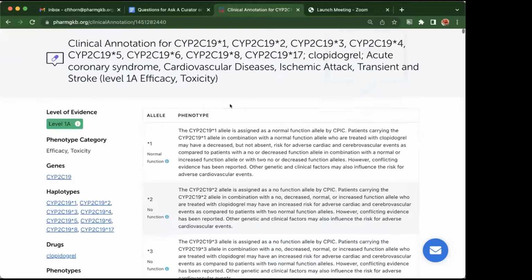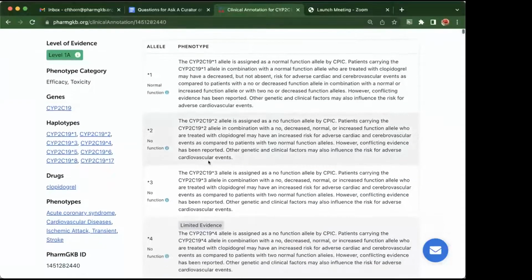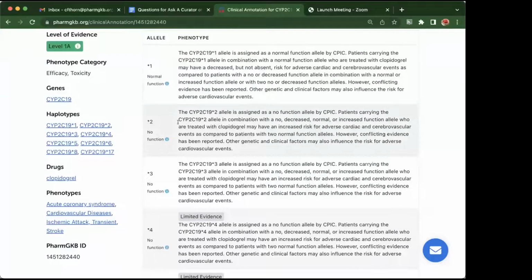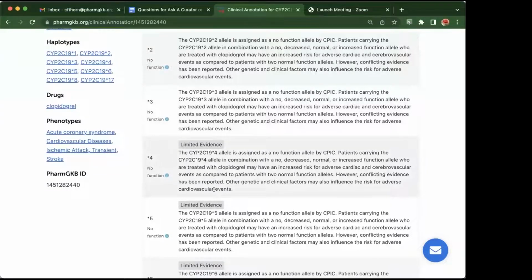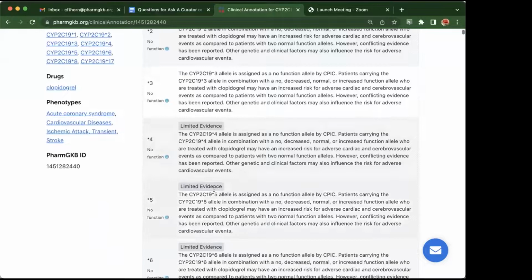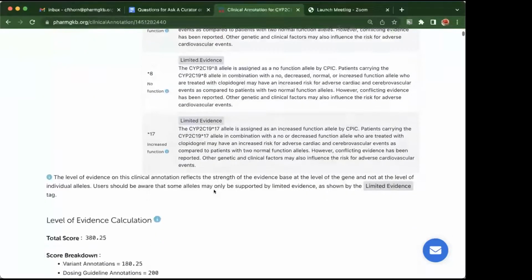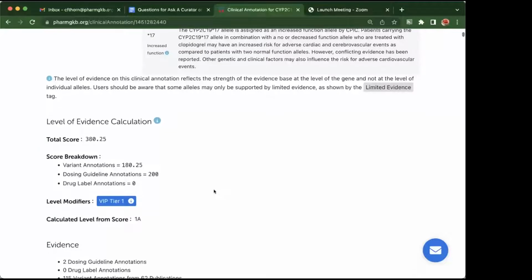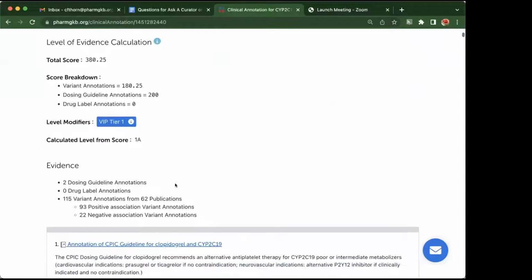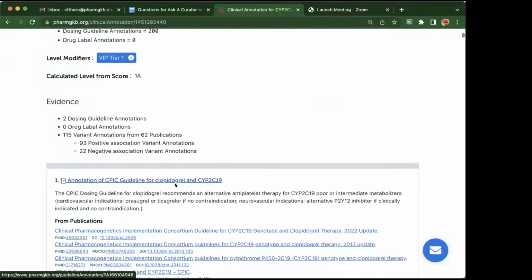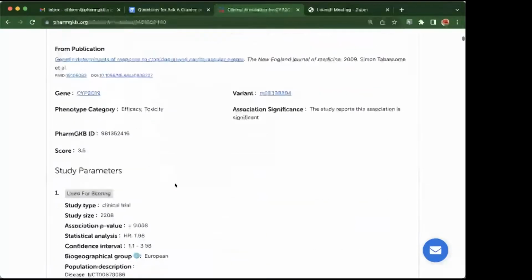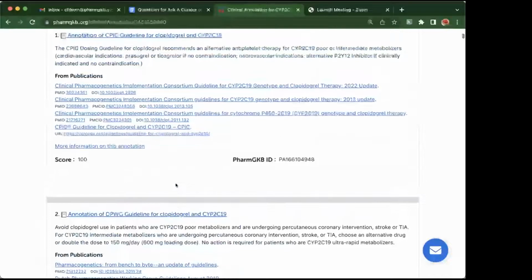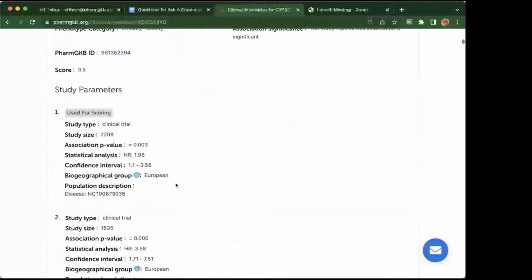And we've got the different genotype, different haplotypes, what the CPIC function is for that haplotype, and then the summary of the evidence from the variant annotations, how this is combined by scores, which I can go into in a minute too. And then underneath, the guidelines that contributed to this, and then all the individual papers.